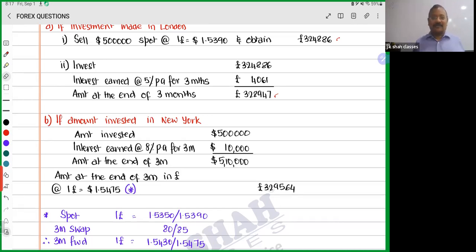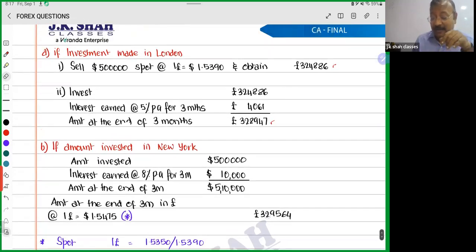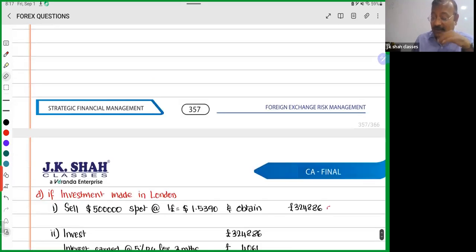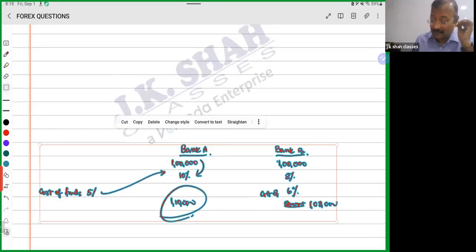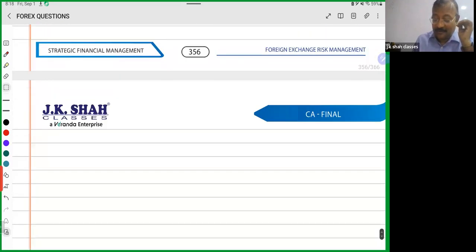चलो, I think I'll have to solve. कितना है? 3 lakh? 31. एक minute. Let me just solve this in rough. I'll show you the fair. एक minute.